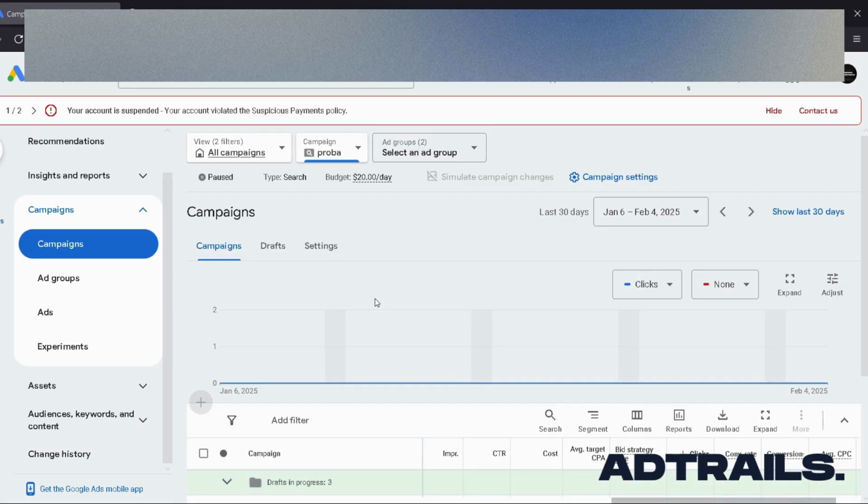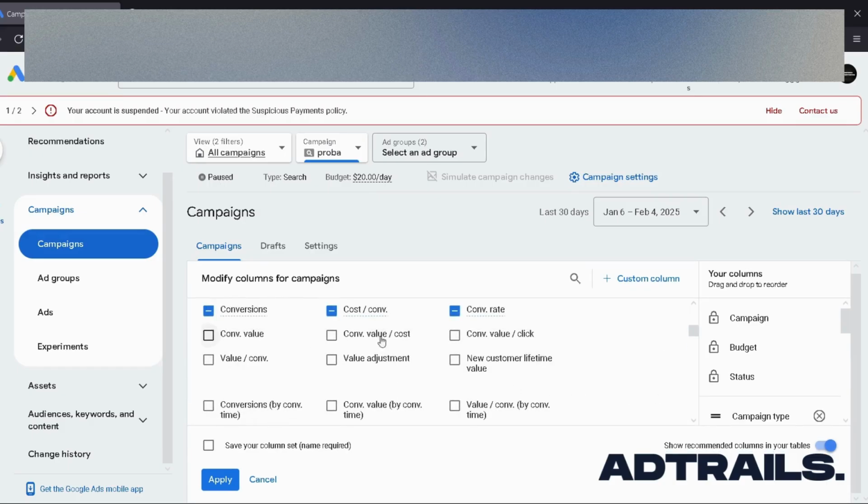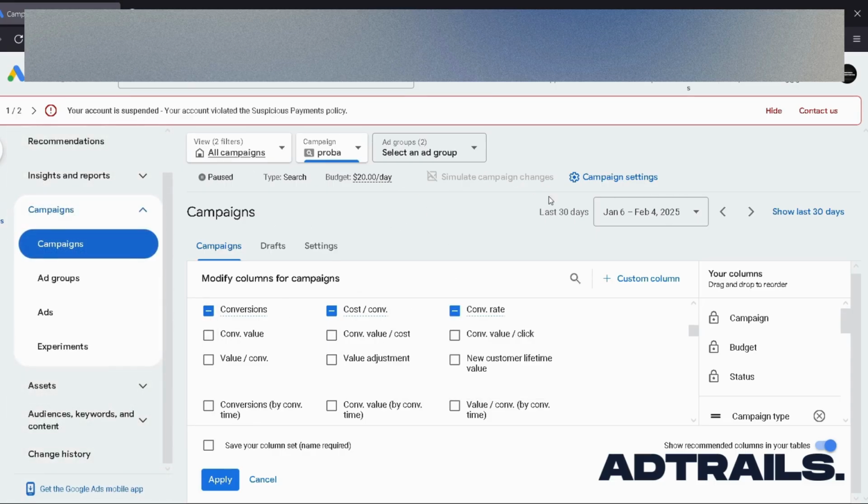Maybe, yeah, I can't because my account is suspended. You can have, wait a second, the columns for results, for conversions. Maybe there's something valuable for you. Each business has its own important metrics, so you can choose that on your own. You just need to validate which metric is good and useful for your business.